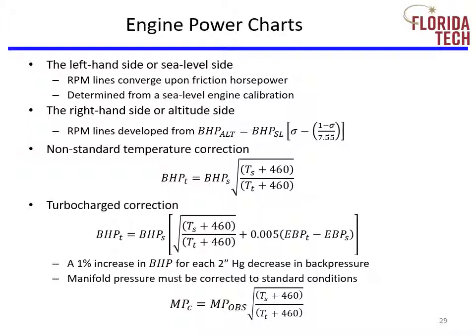A non-standard temperature correction can be applied using the equation shown. If temperature is in Celsius, you would add 273 instead of 460 to the standard and test date temperatures. A turbocharge correction can be applied using the equation shown: a 1% increase in brake horsepower for each 2 inches of mercury decrease in back pressure. Manifold pressure must be corrected to standard conditions using the equation shown.